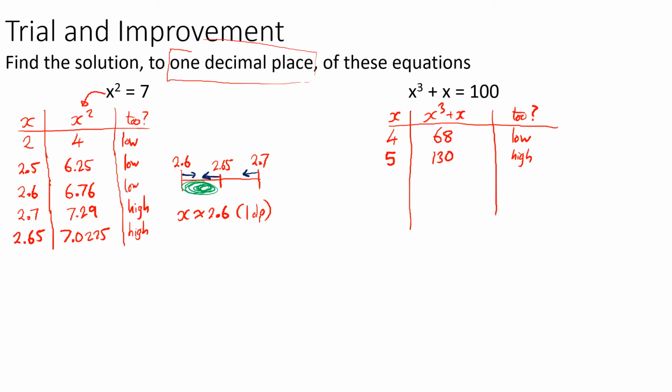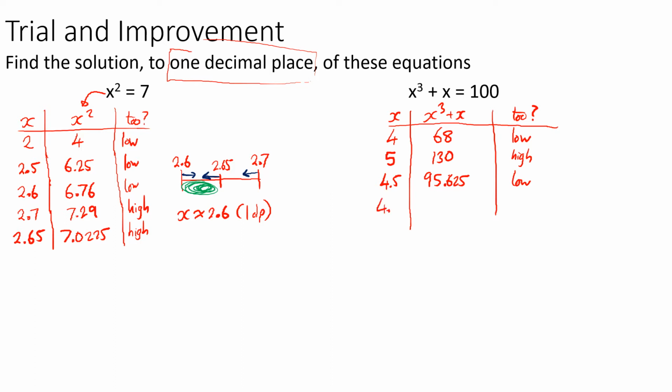But we want to go to one decimal place, so we need to get a bit more accurate still. Be sensible to try somewhere in the middle, so we'll try 4.5. If we put that in, we'll get 95.625. And make sure that you're getting these answers as well, that you're not just taking my word for it. You need to know how to type this in yourself after all. That's too low. We want 100. This is 95. So we need to try something bigger.